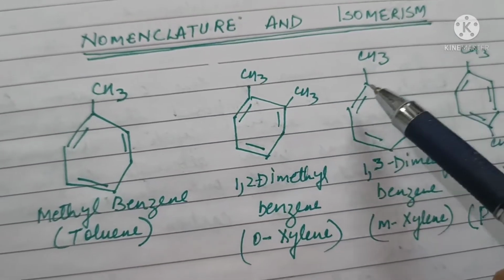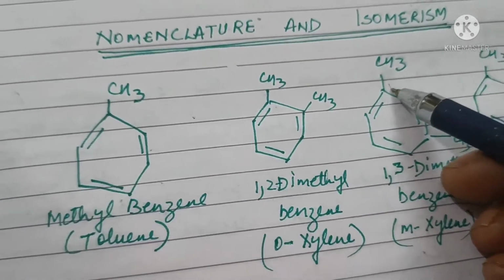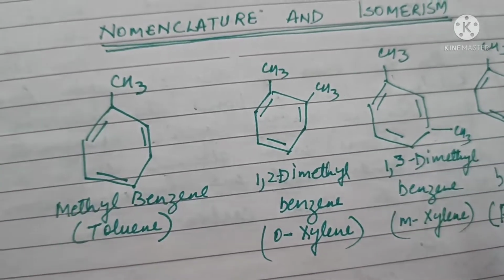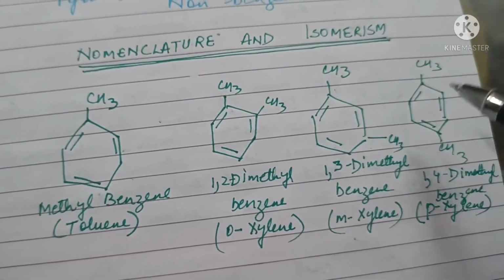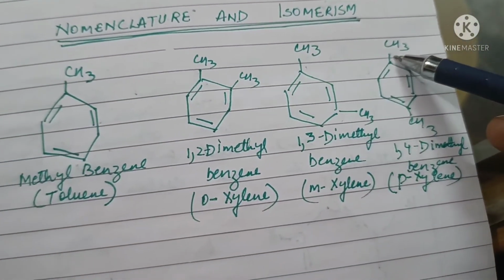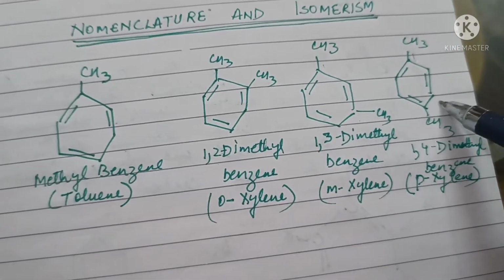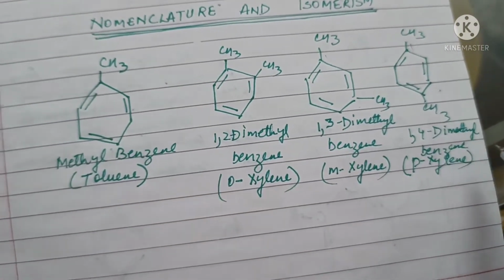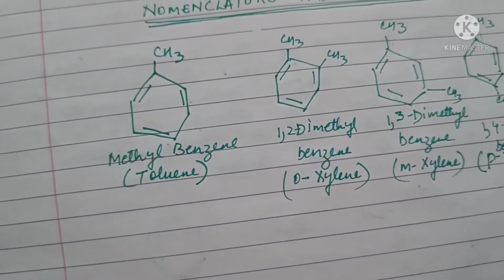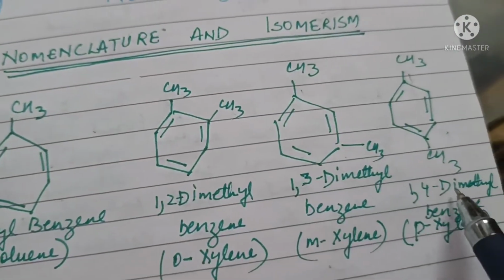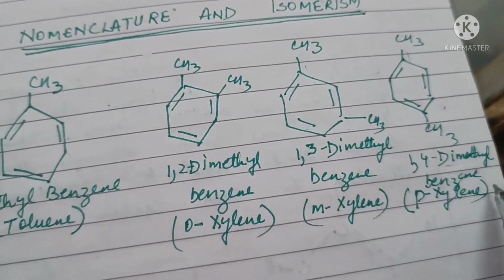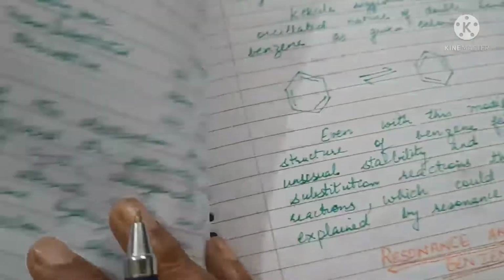When they are present at positions 1 and 3, they will be called 1,3-dimethyl benzene or metaxylene. And when they are present at 1 and 4 position, they are called 1,4-dimethyl benzene or paraxylene. So this is how they are named. This is the IUPAC system, and the one in bracket is the common system of nomenclature.